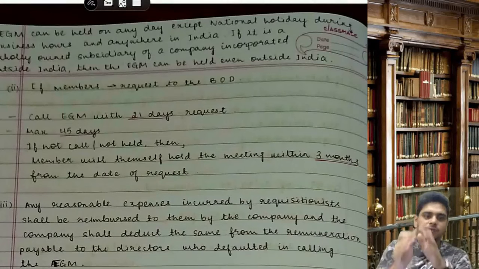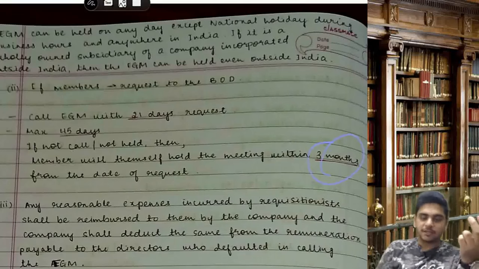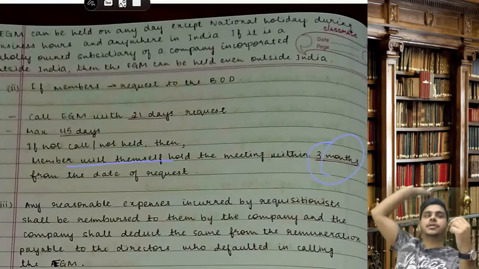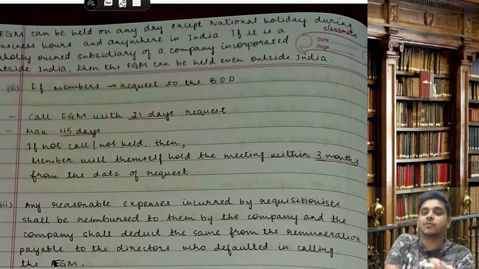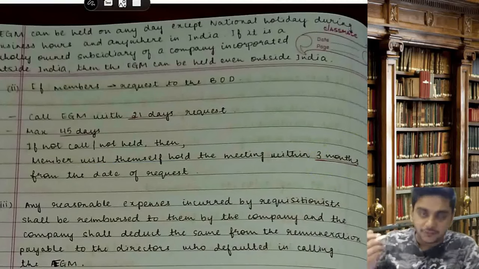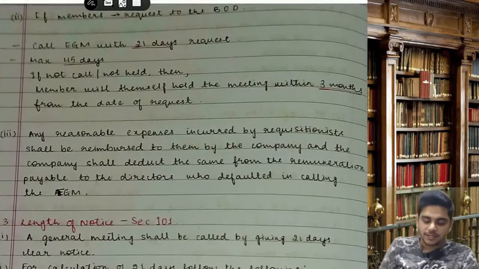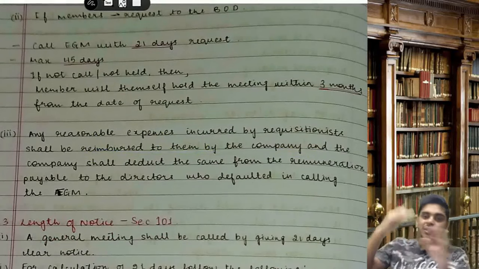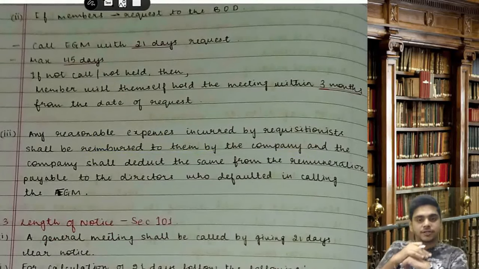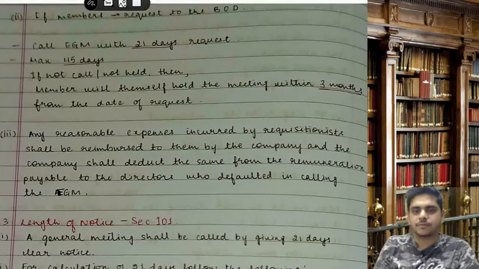If they have not called or held the EGM, then members have the power to call the EGM themselves within 3 months from the date of request. So 3 months from the date of request means effectively it is 45 days, because first you wait for 45 days for the board to call, right? Now, if members have called the EGM, any reasonable expenses incurred by the requisitionists shall be reimbursed to them by the company. So, imagine the board has not called. So, you conduct the meeting, imagine at Taj Hotel. Whatever expenses are there, you can take the reimbursement from the company.